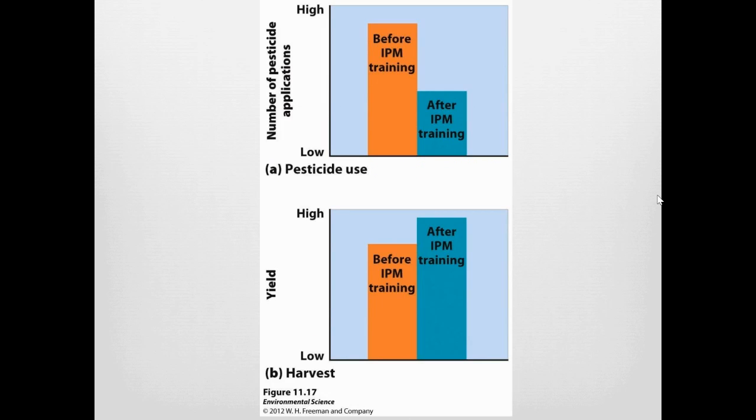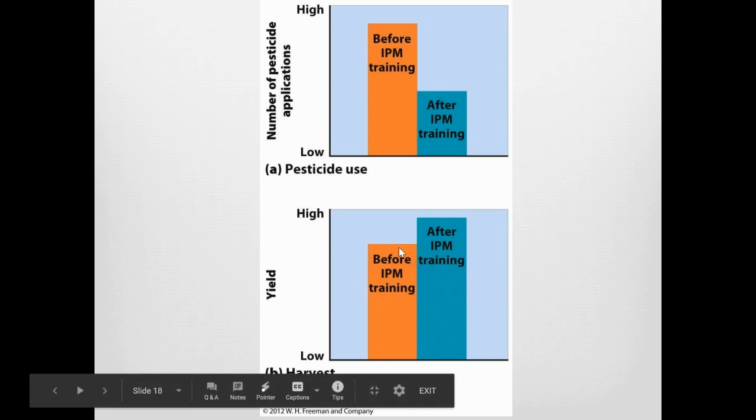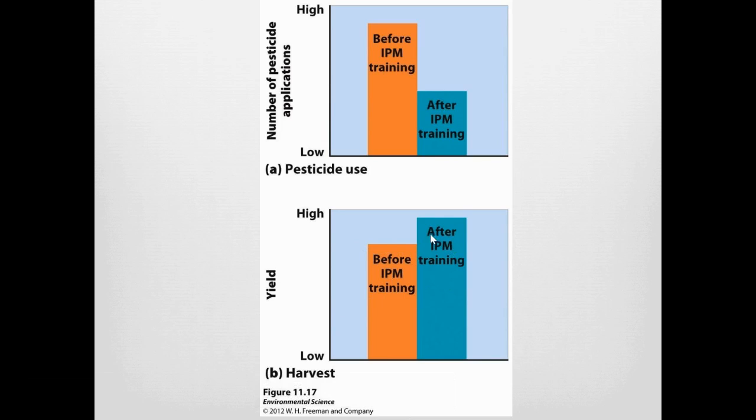Right, and so here's just a little graph showing us right before our IPM training, our number of pesticide applications was incredibly high versus after our IPM training here. And if you look at our yield right before our IPM training, we had quite a high yield, but even now after the IPM training, we have an even higher yield of crops because now we are using a far more sustainable method while reducing our chemical pesticide use and not necessarily forming that pesticide resistant population.